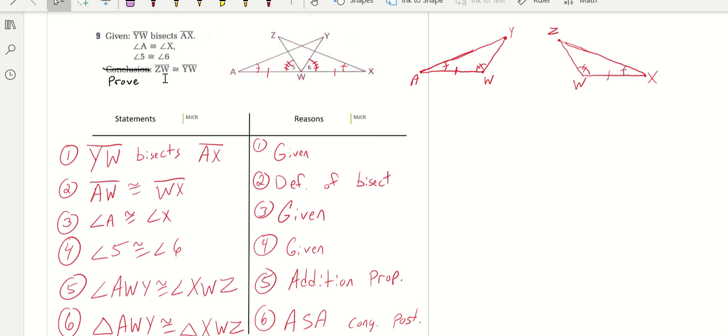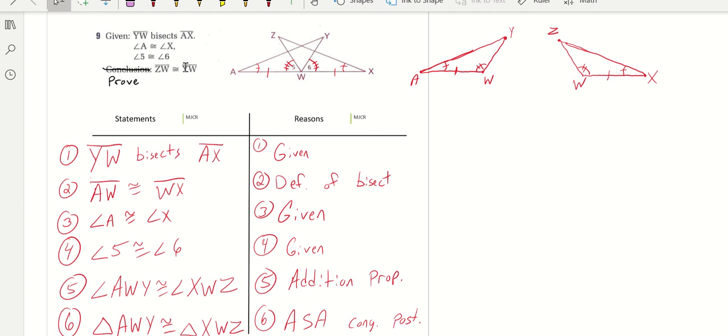Now, what are we trying to show? We're trying to show that ZW is congruent to YW. Now, ZW is a side of triangle ZWX. I notice right away I've got WX congruent to AW. I've got angle X congruent to angle A. So we've almost got some triangle congruency happening already. So what I did was I outlined ZWX, this triangle here, and I pulled it off to the side. And there you can see side ZW.